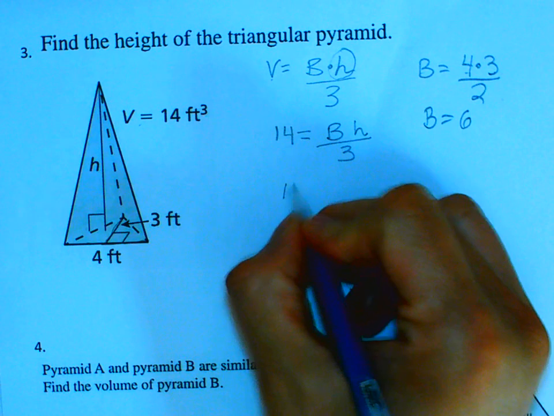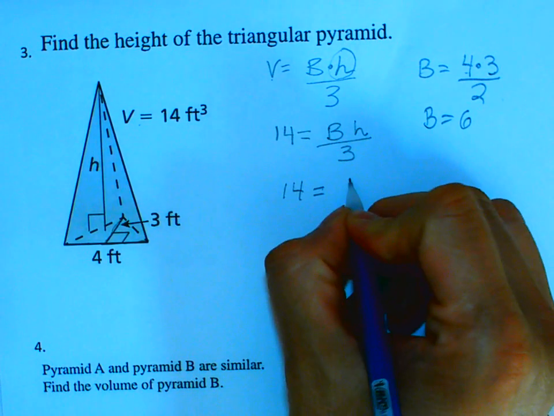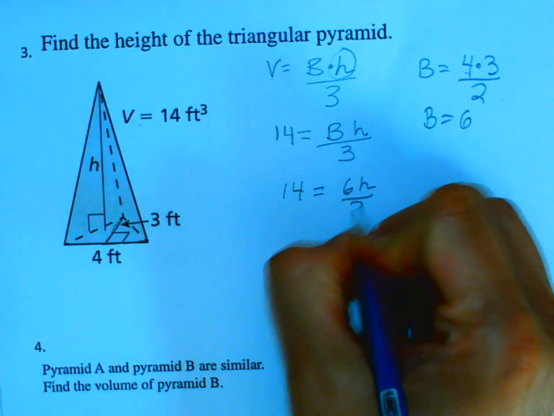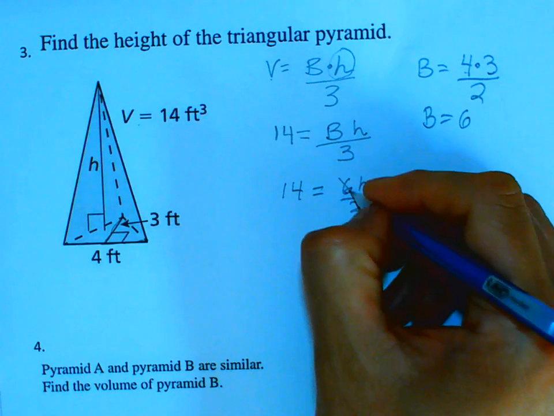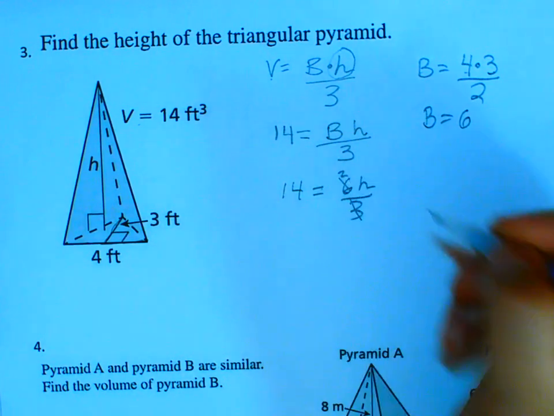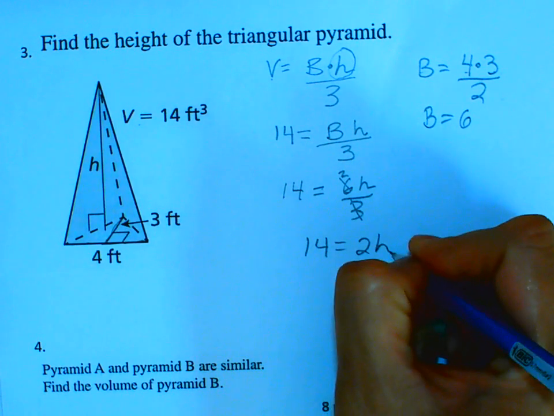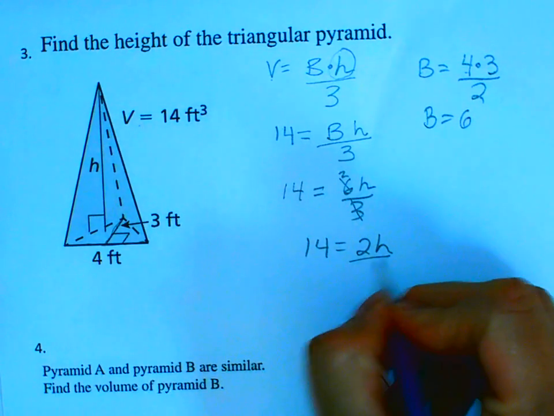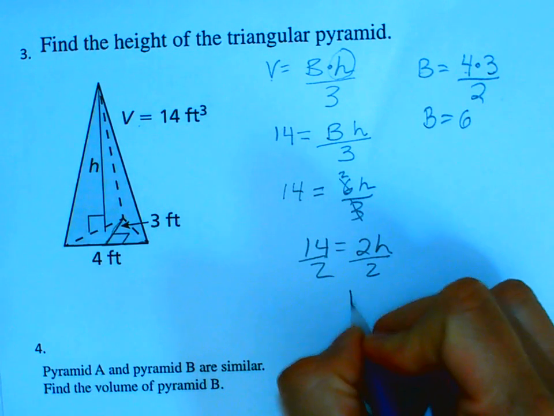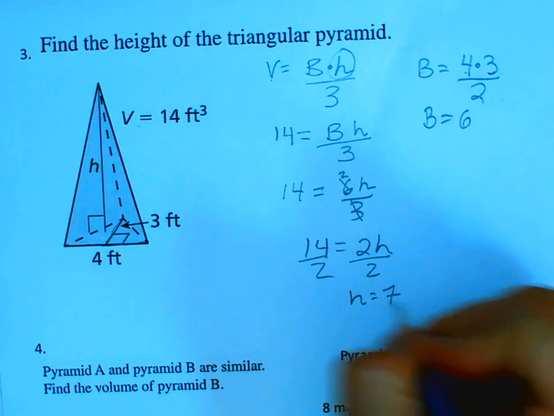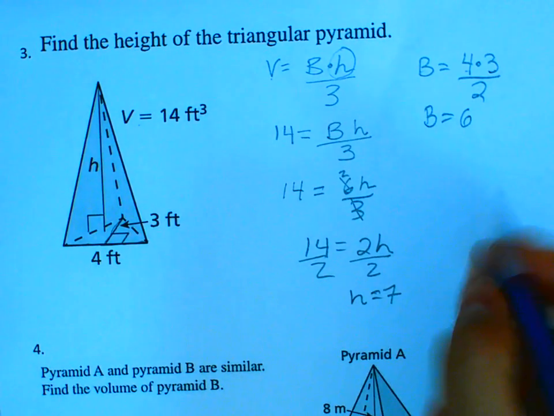So that's going to be 14 equal to 6h divided by 3. Now that reduces to give me 2. So 14 equals 2h. So what we got to do is divide it by 2, and my height is 7 feet.